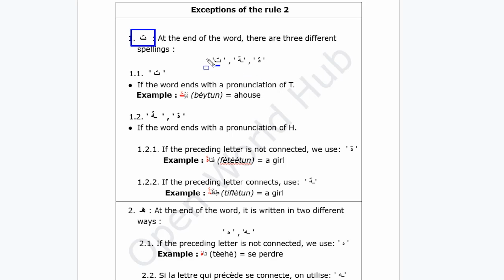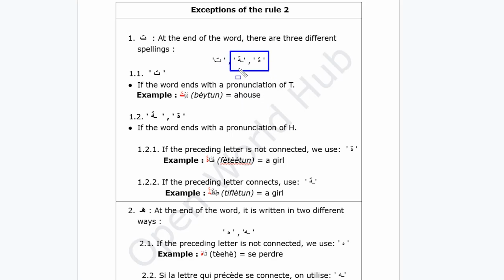So we write the same as the standard form when the word ends with the pronunciation of T. For example, a house in Arabic is baytun, baytun. This ends with the pronunciation of T, so in that case, I will write the same as the standard form. When you have a pronunciation of T at the end of the word, I will write the same as the standard form. Now let's see, we still have two other different forms.